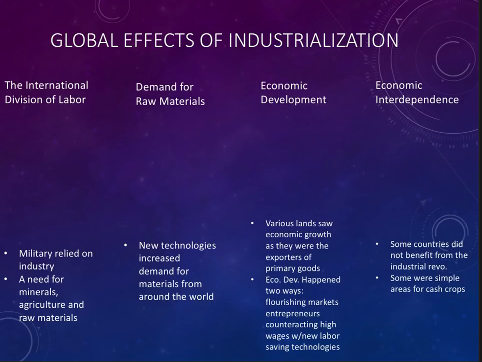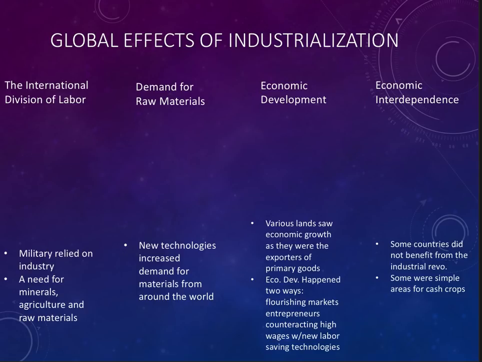All right, so lastly, we're going to look at the effects of industrialization on a global level. There's going to be an international division of labor. So the military will rely on industry for their weaponry, and there's going to be a need for minerals, agriculture, raw materials. And this is going to come usually from Africa for the most part, because of the demand for raw materials from these new technologies. So you're going to see that these raw materials are going to be coming from Africa and other parts of the world, which is going to lead to economic development, but not economic development for everybody.